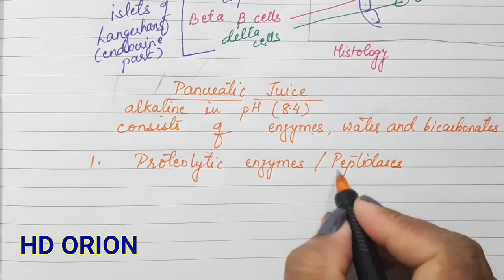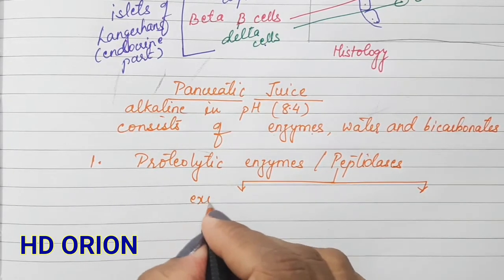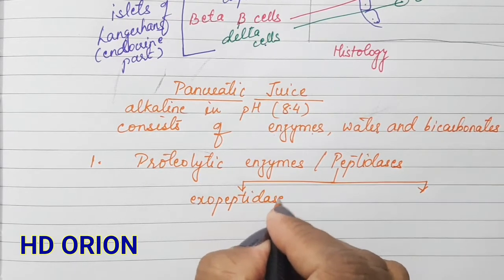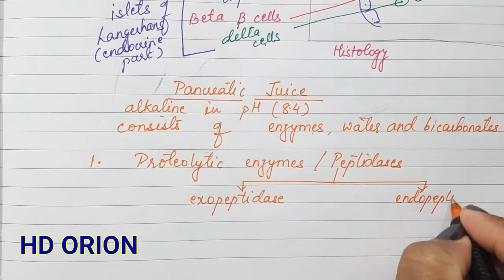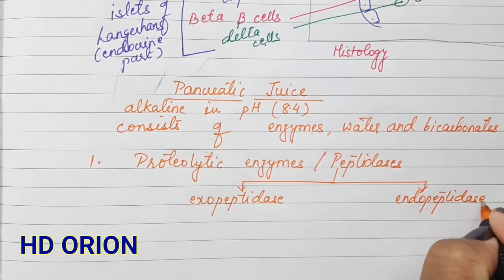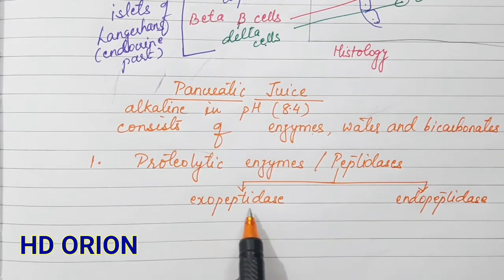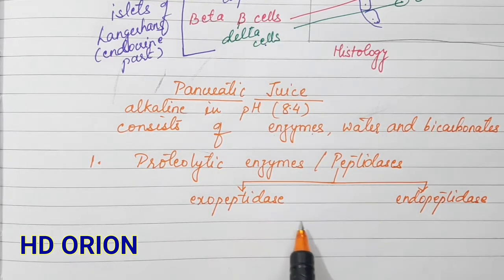Now these peptidases are of two types. It can be exopeptidase and endopeptidase. The basic difference between the two is that exopeptidase acts on the amino acids which are present at the sides. That means the terminal amino acids.